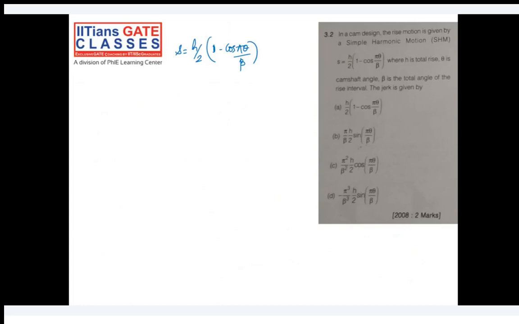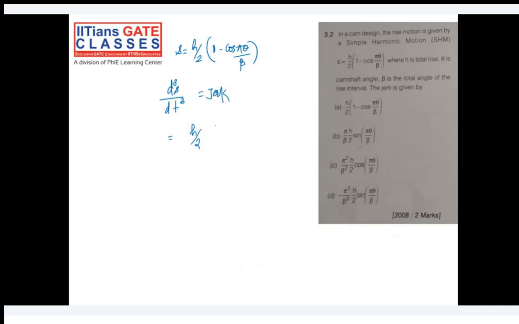I have already explained what jerk is. Jerk is the derivative of displacement with respect to time. So if you calculate d cube s with respect to dt cube, you will get the answer. Jerk is given by the third derivative of displacement with respect to time. S is equal to h by 2, 1 minus cos of pi theta by beta. If you take the third derivative, h by 2 will remain as it is. First derivative of 1 is 0, so that term will go.